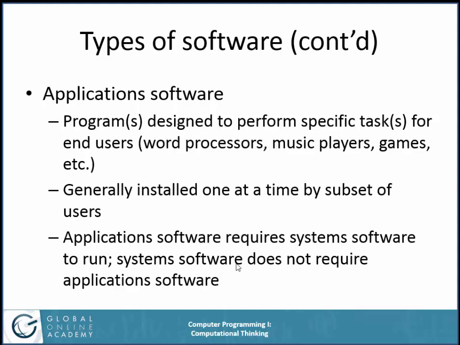Okay, so those are the two biggest differences between the types of software. One, system software comes with the system, doesn't need applications. The other, application software, installed one at a time and requires that you have system software.